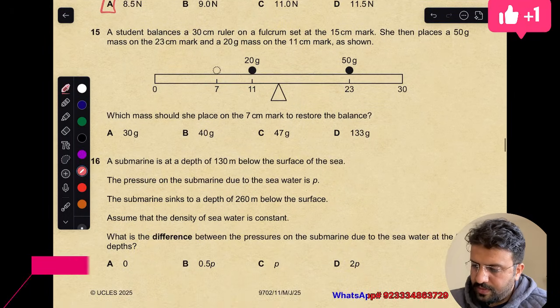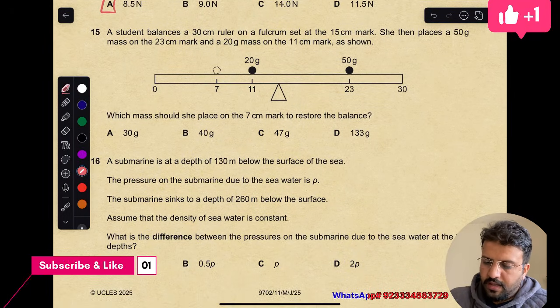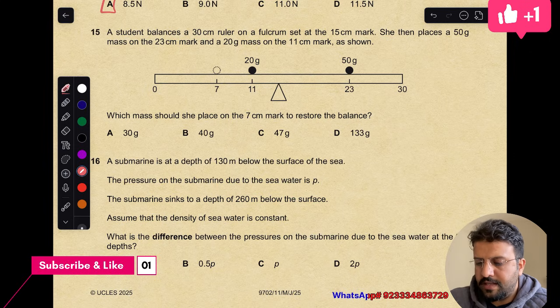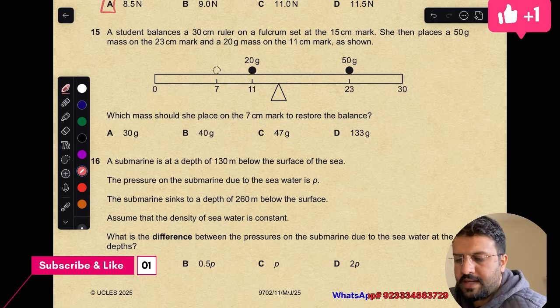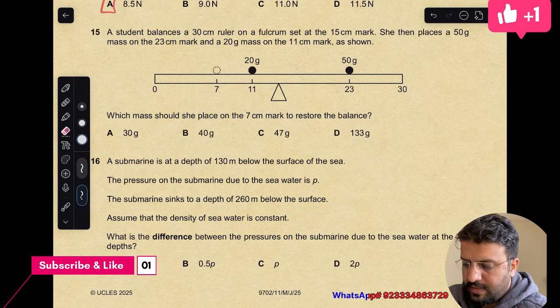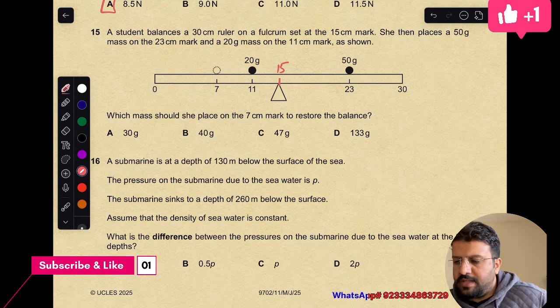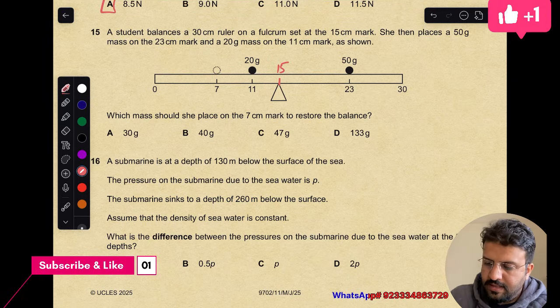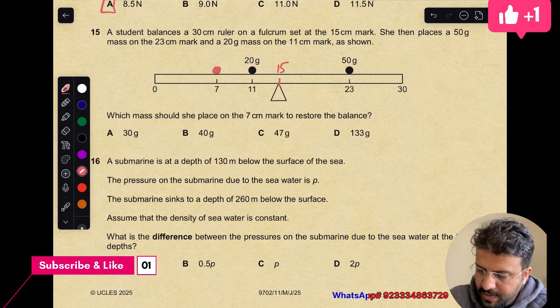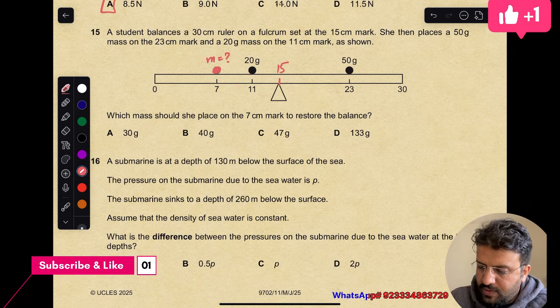In the next question, question 15, a student balances a 30 centimeter ruler on a fulcrum set at the 15 centimeter mark. Let me write it down. This reading is 15. She then places a 50 gram mass on one side and a 20 gram mass on the other side, and there is something placed here as well. Which mass should be there? You have to find the mass of this thing.